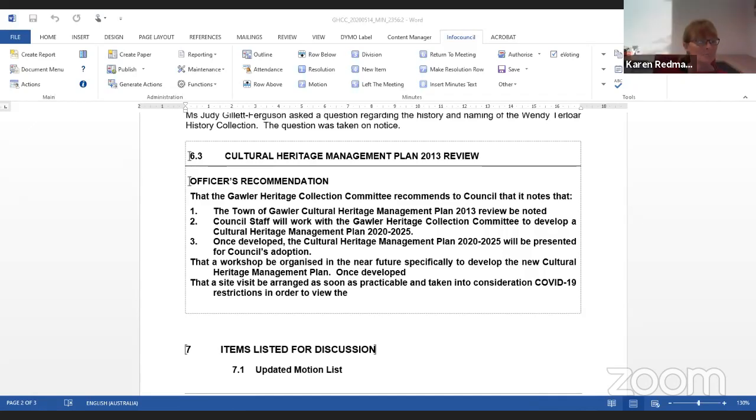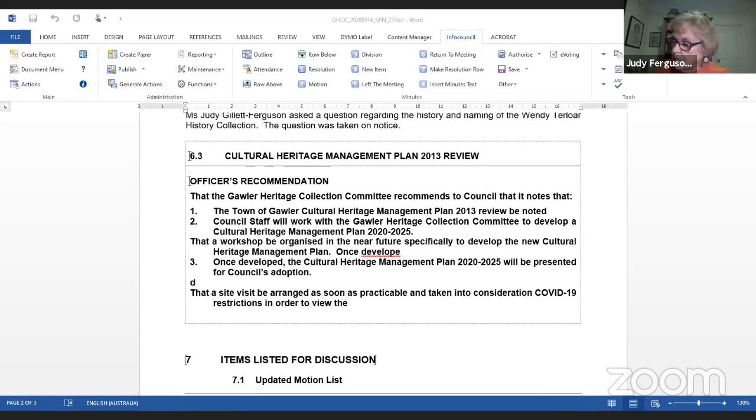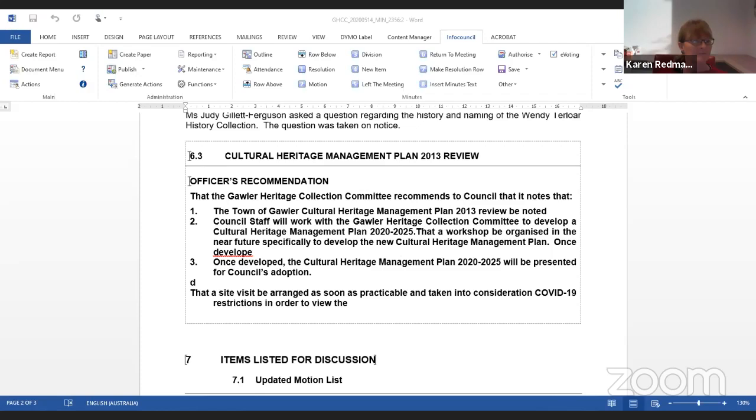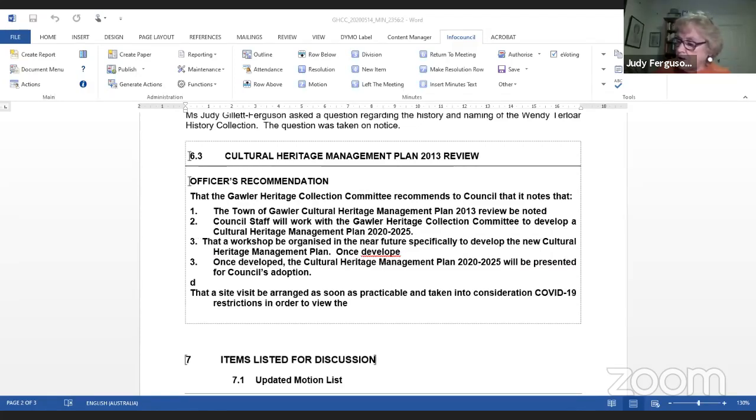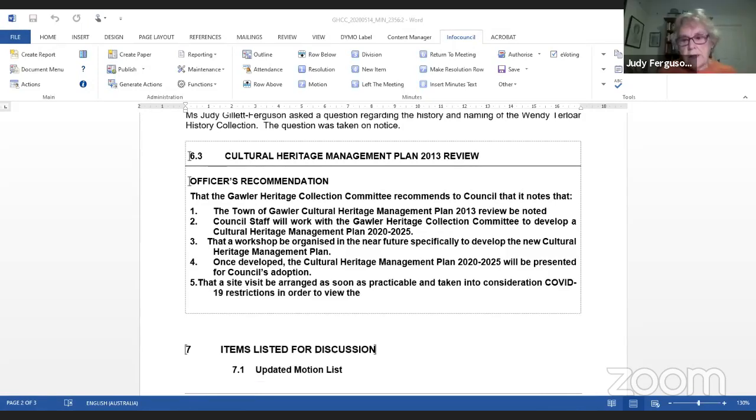Point 2 is unchanged. There's a new point 3, which is the workshop. Yes. So point 2 is as is. Is that right? That's correct, yes. And then point 3 becomes a workshop be organised in the near future, etc. Yes. Is that right? And then point 4 is the old point 3. Is that right? Yes. And then point 5 that a site visit be arranged, etc. Yeah, a site visit be arranged as soon as practical, taking into account social distancing and so on, to view the on-site and off-site storage facilities. Did you get all that, Sarah?